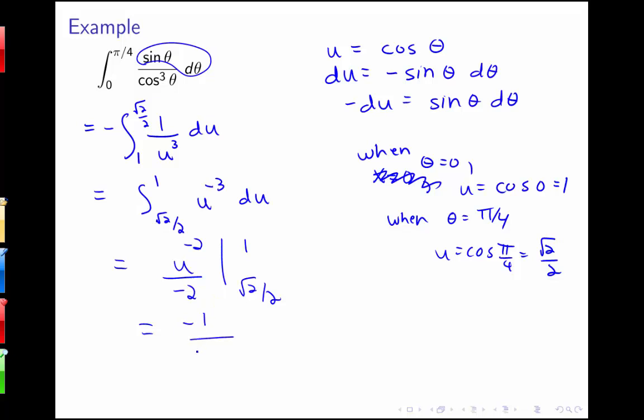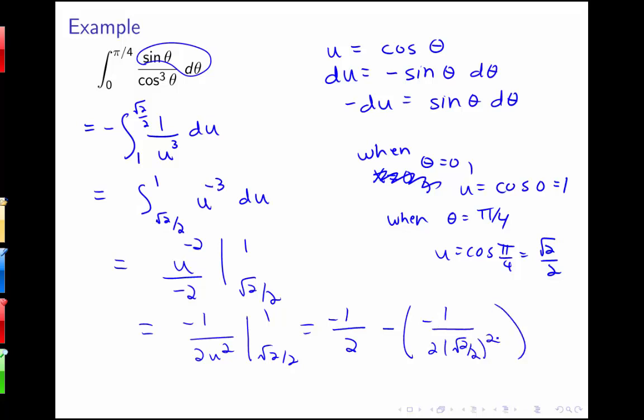So this is -1 over 2u squared. I find it a little bit easier to evaluate if we now rewrite that not as a negative exponent, but put it in the denominator. And so I'm going to plug in that 1 first. So we have -1 over 2 minus -1 over 2 times the square root 2 over 2 squared. So if we square root 2 over 2, that's 2 over 4, or a half. 2 times a half is 1. So we're going to have minus a -1, or plus 1. So that gives us a final answer of 1/2.